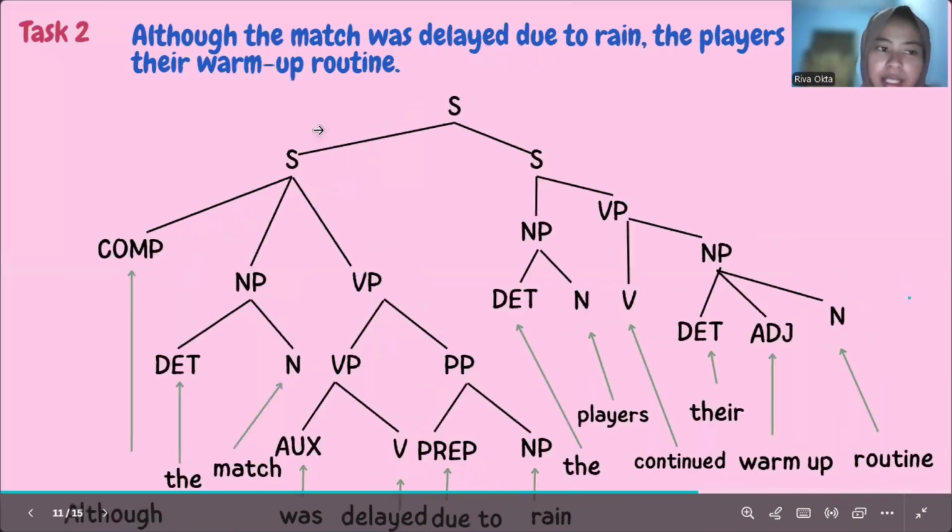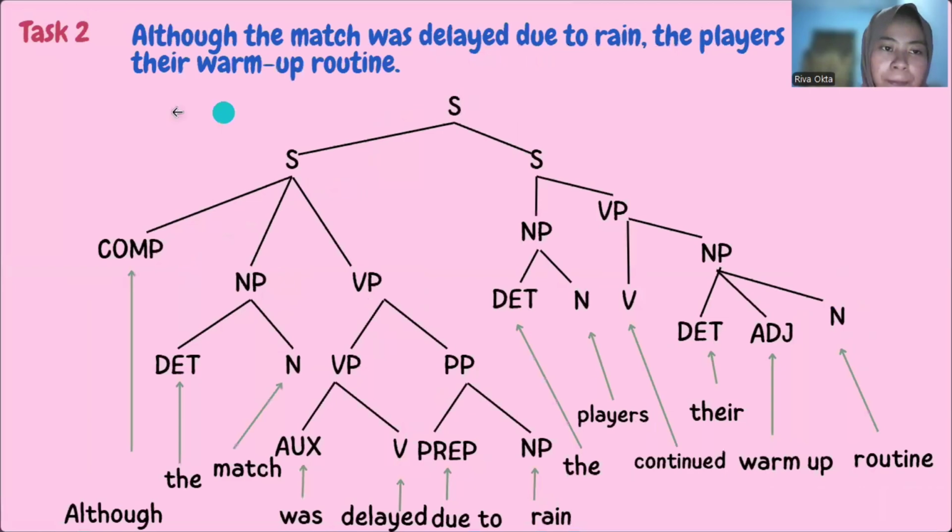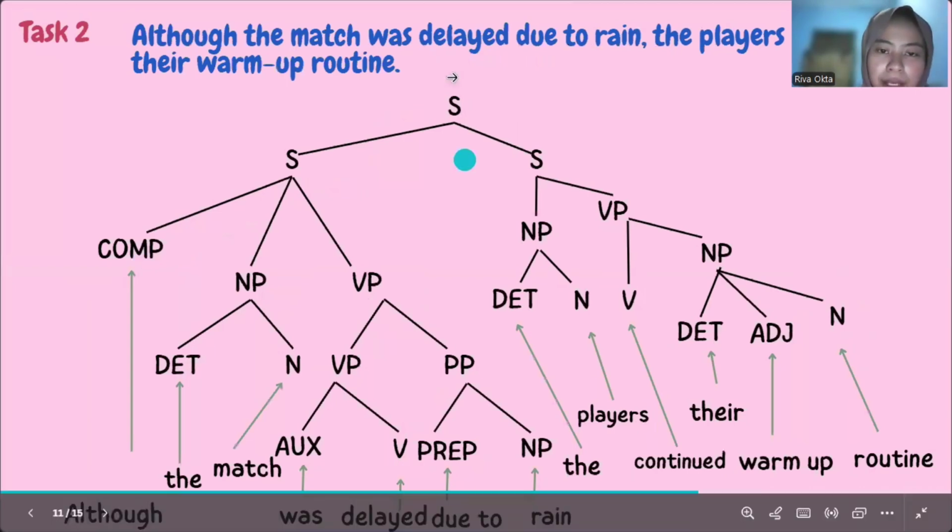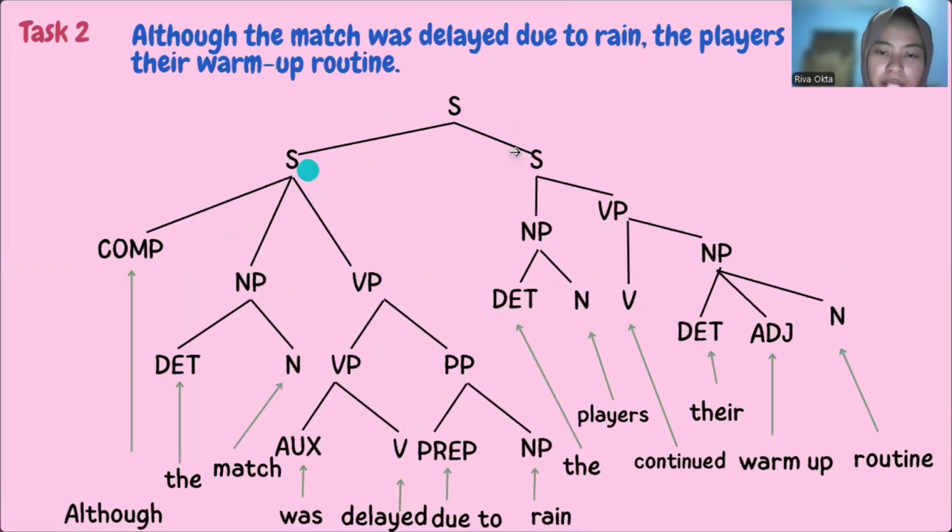Text 2. Next, text 2: "Although the match was delayed due to rain, the player continued their warm-up routine." The sentence is divided into subject and predicate. The subject is divided into complementizer, noun phrase, and verb phrase. The noun phrase is divided into determiner and noun.